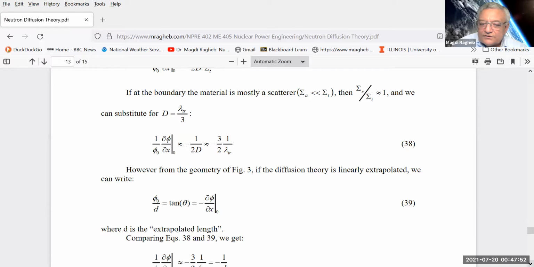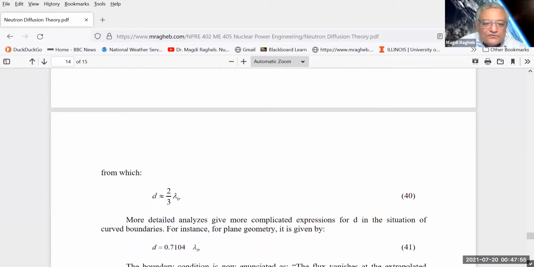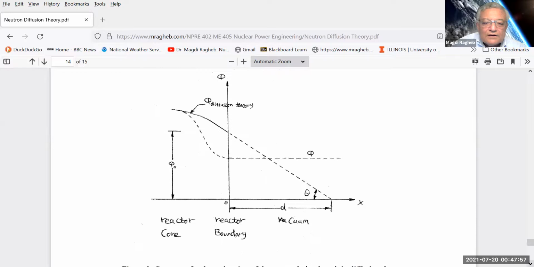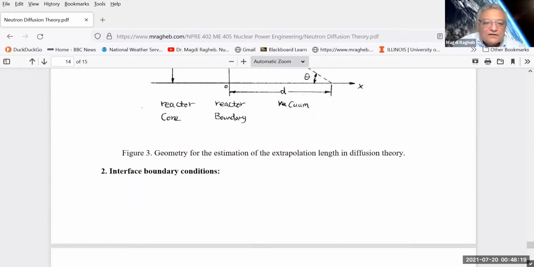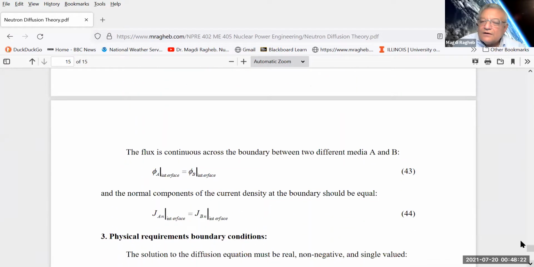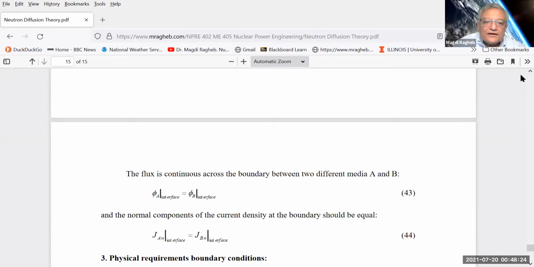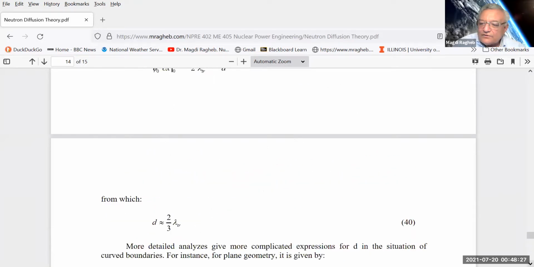Another type of boundary condition that we deal with in that type of problem is that the flux does not vanish really at the boundary of the reactor. You find that the neutron flux peaks at the center of the reactor, and then some neutrons leak outside the reactor. So we call that distance where leakage occurs the extrapolation length, and that extrapolation length is usually 0.71 the transport mean free path. So we use that as a boundary condition.